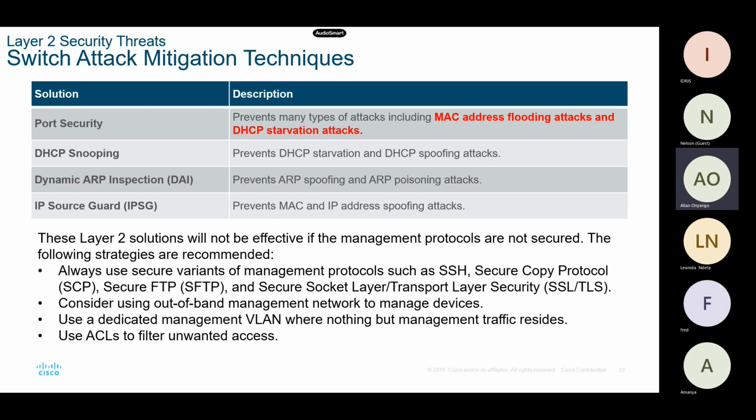And these layer 2 solutions are used to supplement those mitigation techniques I've just mentioned. This includes strategies like using secure versions of our protocols, like SSH instead of Telnet, or using SCP, the Secure Copy Protocol, SFTP, the Secure FTP, and for websites, instead of HTTP, we might want to use either SSL, the Secure Socket Layer, or TLS, the Transport Layer Security.